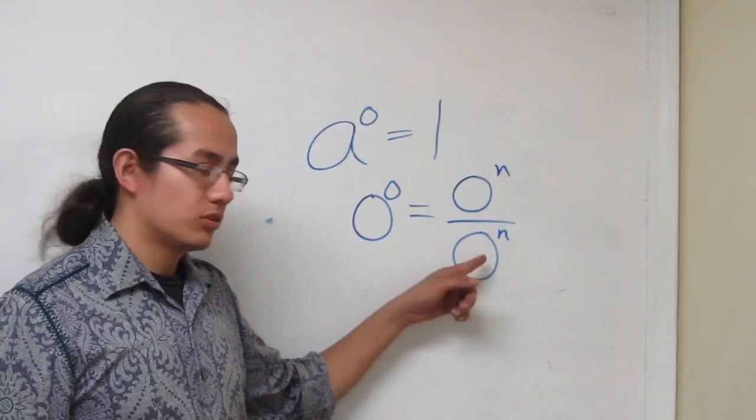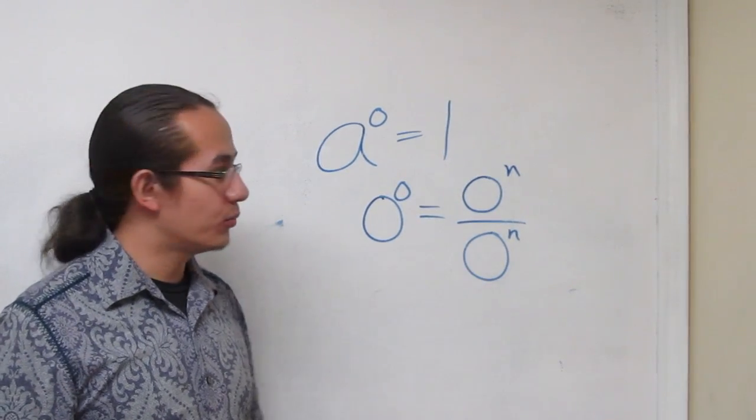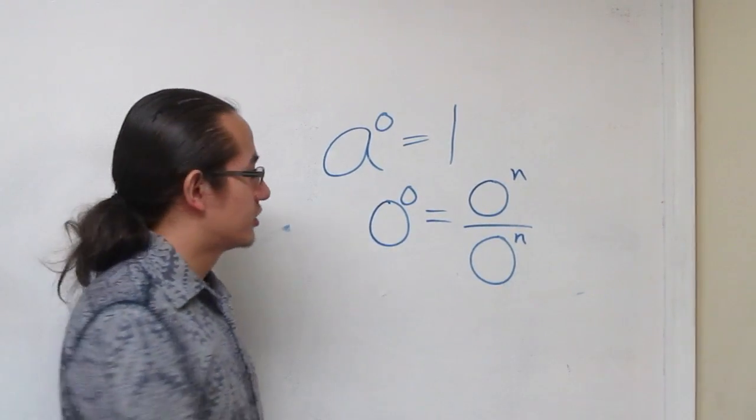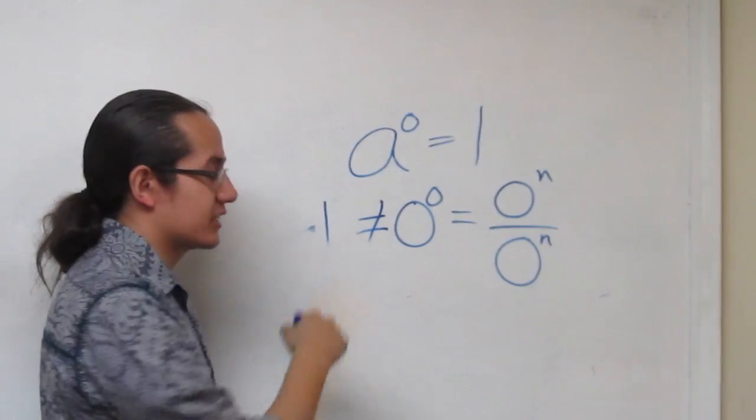So what's going on here? We're dividing by 0, and if you know math, you know we can never divide by 0. So 0 to the 0 power cannot equal 1. It's actually undefined.